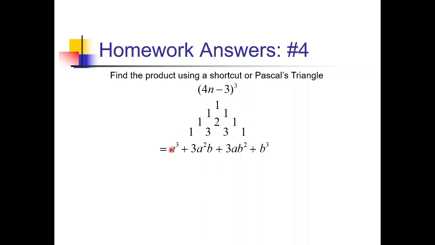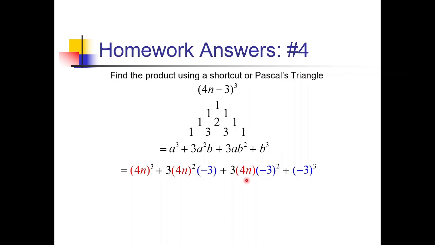So I have 4n cubed, and then we have 3 times 4n squared times negative 3. Next, we have 3 times 4n times negative 3 squared. And then finally, b cubed is negative 3 cubed.